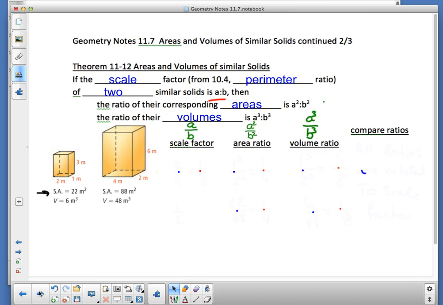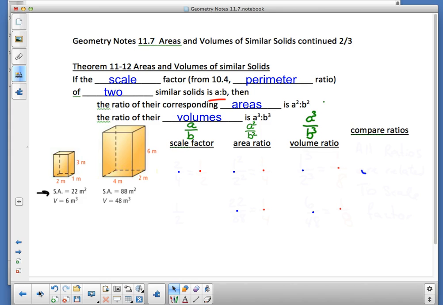Now, this is why we're here. What I've done on the previous screens is just review all the stuff we learned from 10.4, okay? All the information from 10.4 has been reviewed, and our setups, we're golden as we go through. Now I need to make sure you recognize Theorem 11.12, areas and volumes of similar solids.